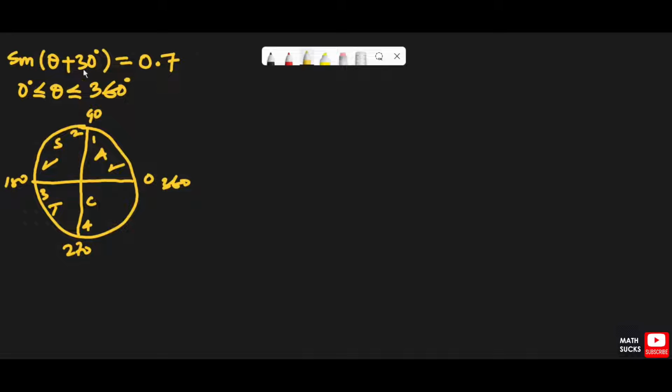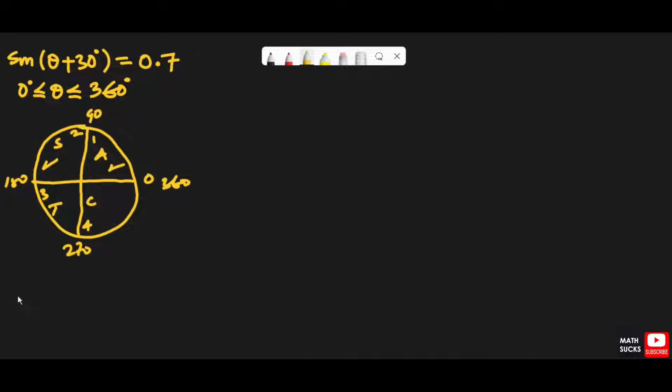Also realize that we have this plus 30, and that means that angle will be subtracted off from the other side, which means we need to generate higher angles in order to cater for the subtraction of that.